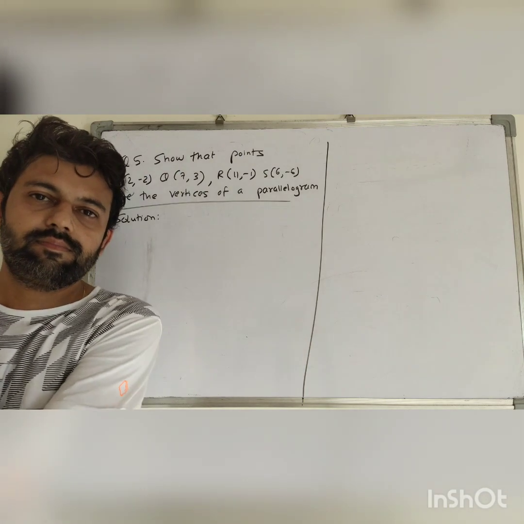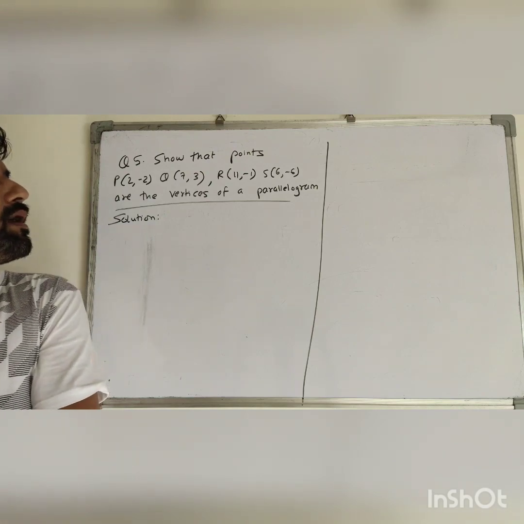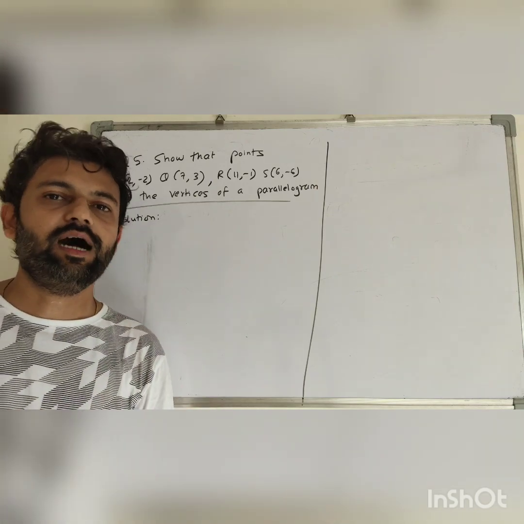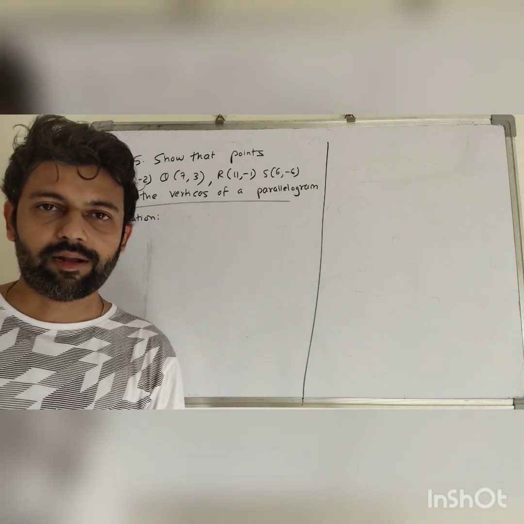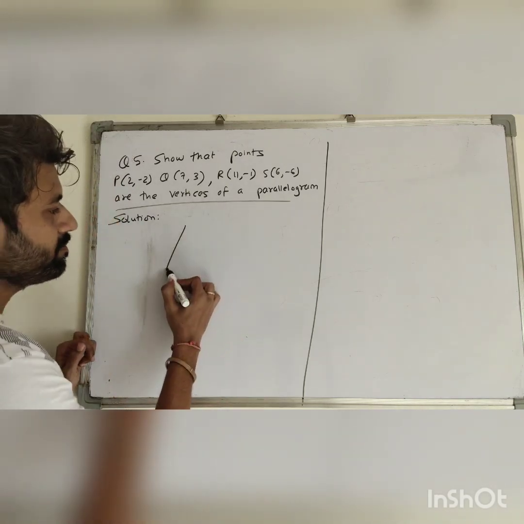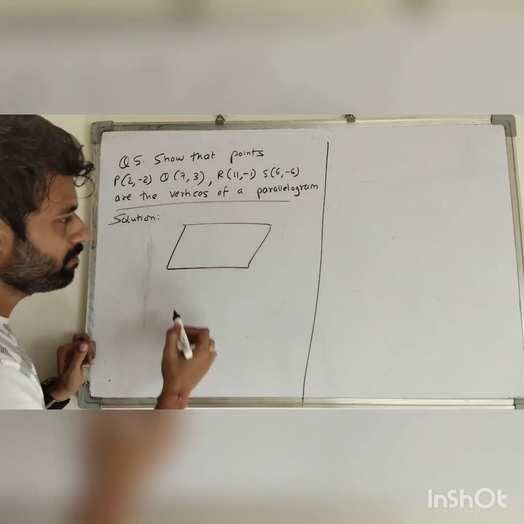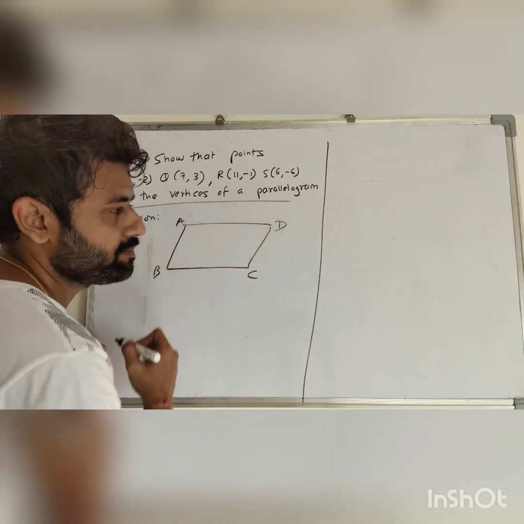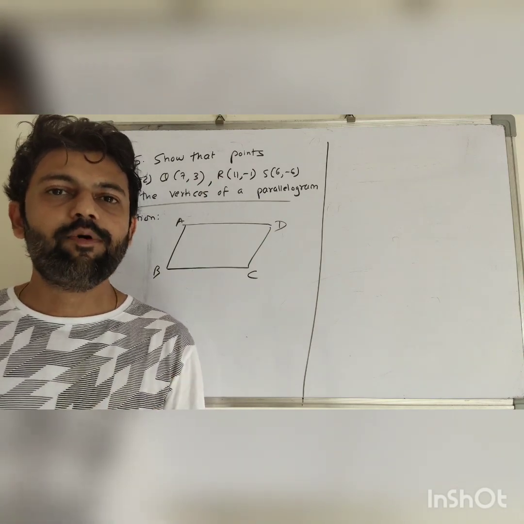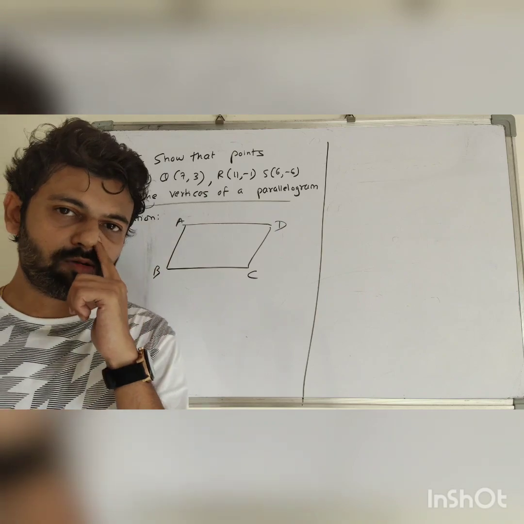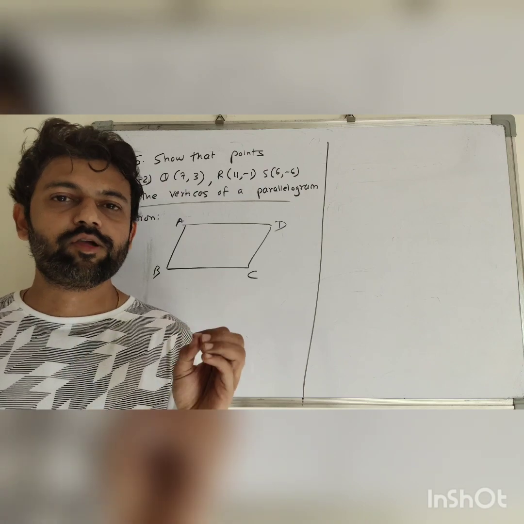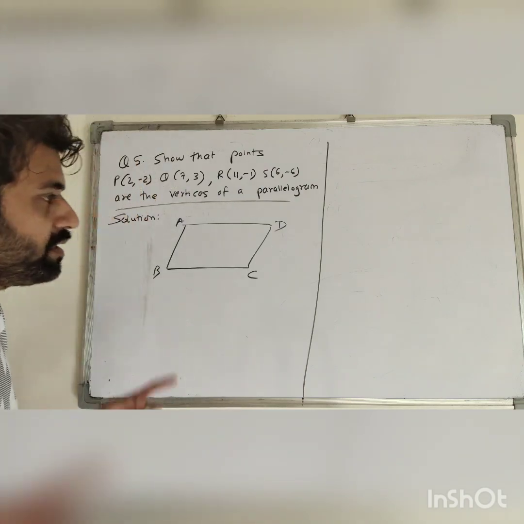The next sum asks us to show that the following 4 points are the vertices of a parallelogram. So this is just an imaginary figure if you want to draw A, B, C, D. So what are we going to do? To prove this is a parallelogram, we will use the help of distance formula. Since this is a question from exercise 5.1, and 5.1 is based on distance formula, we are going to use distance formula. There is no need to draw a diagram.